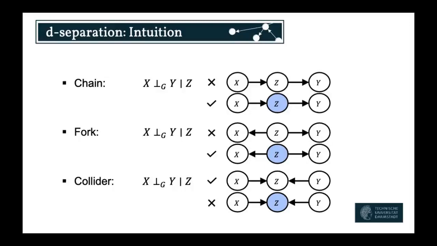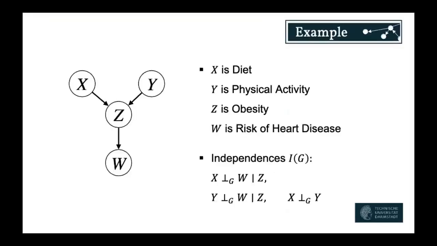But for the collider, and that's why these are special structures, it's different, right? And it connects to d-separation. It's different because only when you observe Z can information flow and they become dependent, right? And we are going to illustrate this on an example. So these are the phenomena we know as explaining away and these kinds of things.